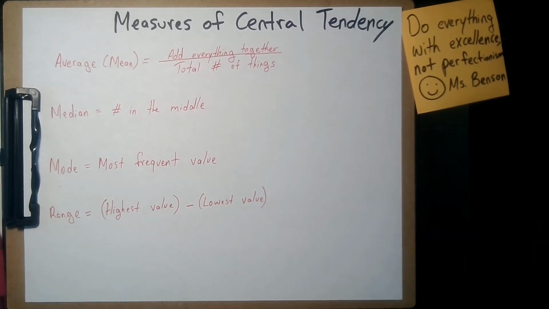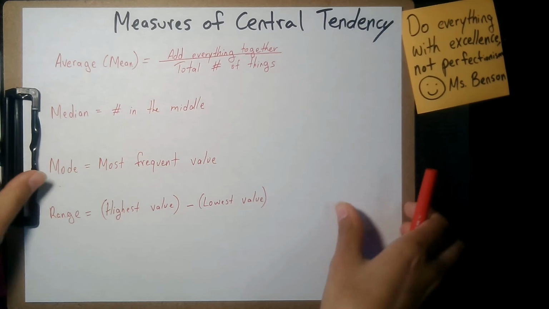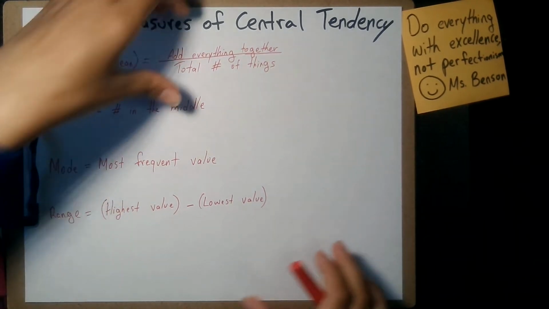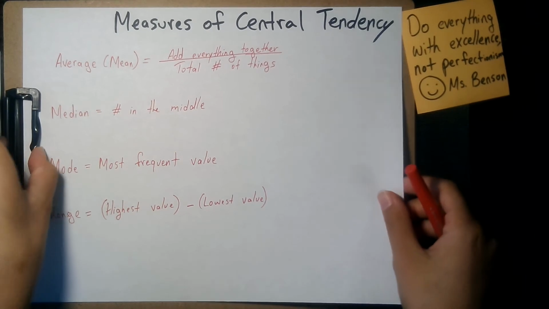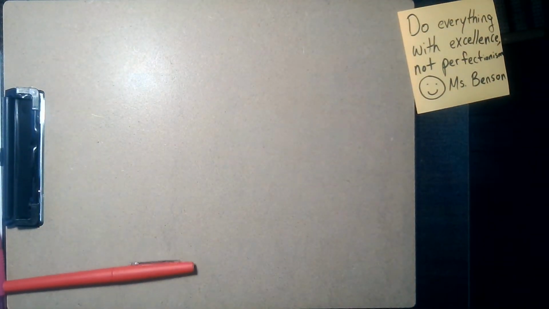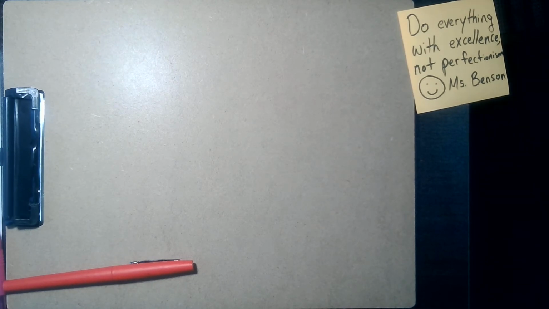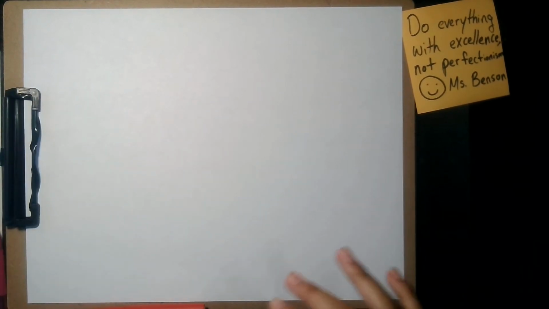Okay. So how about we do an example of finding a measure of central tendency? I think I need to get another piece of paper. Alright, so let's draw another chart. Yeah, we're going to be drawing a lot of charts for this class.